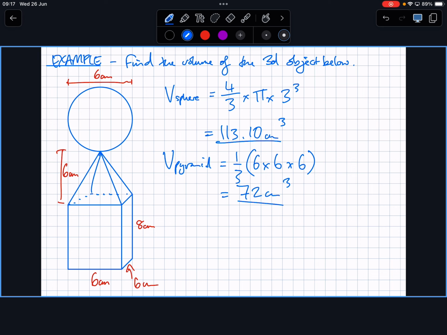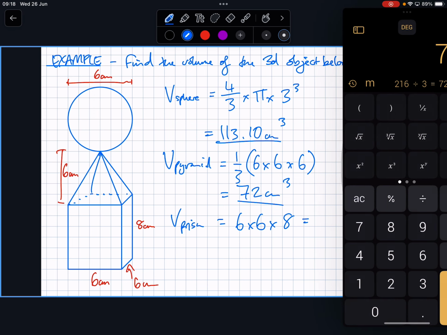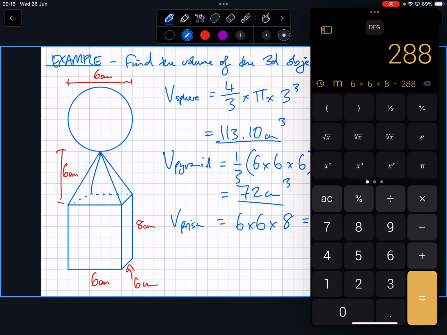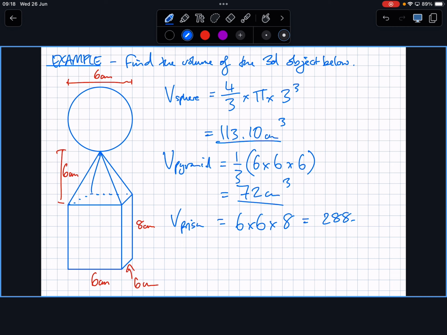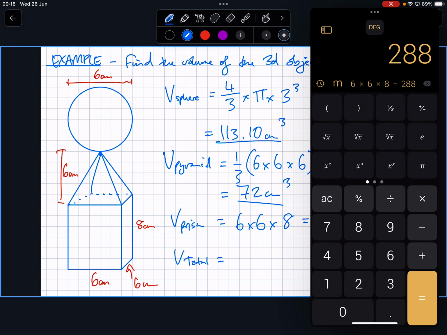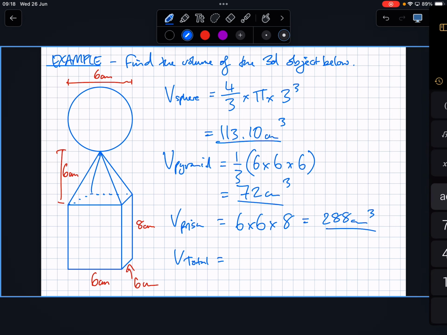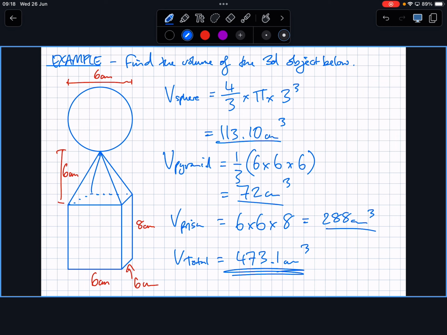The last one. What kind of a prism do we have here? Rectangular prism. So the way I'll do this, the way that I see it in my head, is going to be 6 times by 6 times by 8. 288 cubic centimeters. So V total, 288 plus 72 plus 113.1. I get 473.1 cubic centimeters.